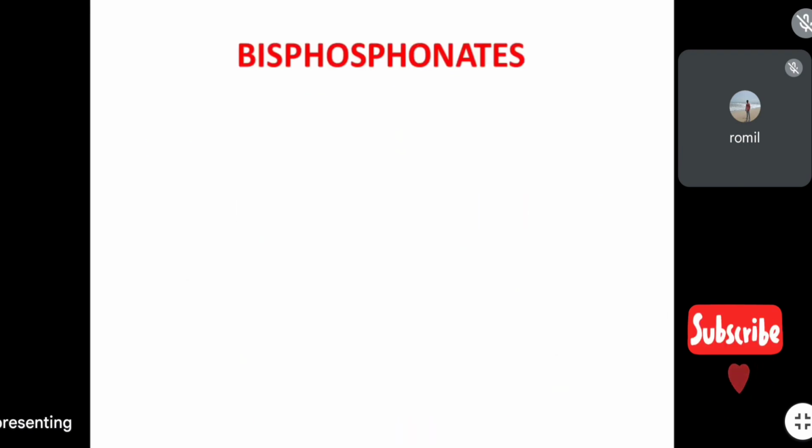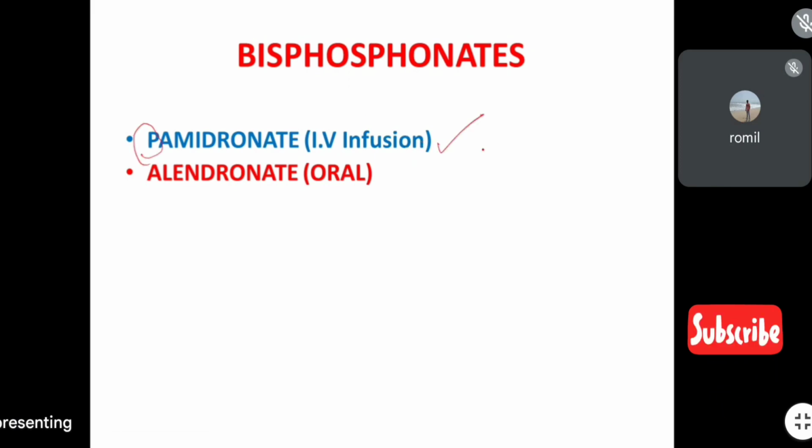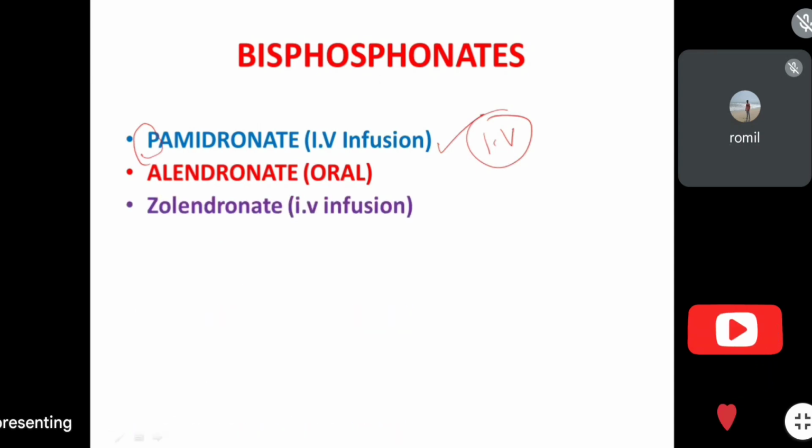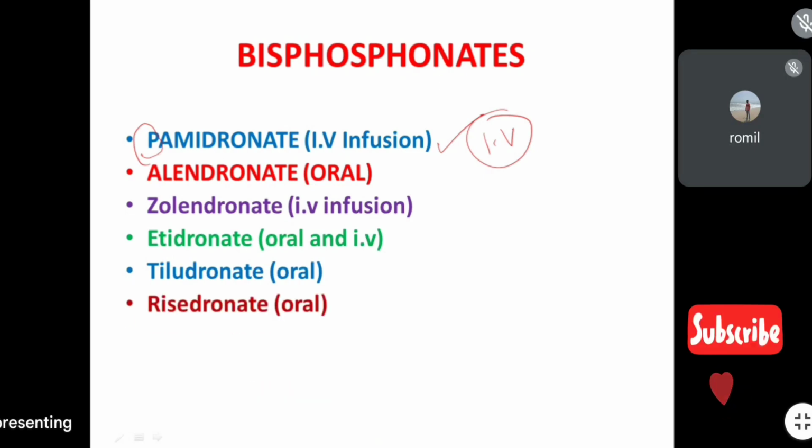You should remember. So in bisphosphonates we have some examples, and you should remember these names. Pamidronate, starting from P, and the second example is alendronate. Pamidronate is used as IV infusion. It is available only in IV form. Alendronate is available in oral form. And we have Zoledronate, again available as IV infusion. We have Etidronate, which is available in both oral and IV forms. And we have Tiludronate, available in oral form again, and Risedronate, which is again available in oral form.